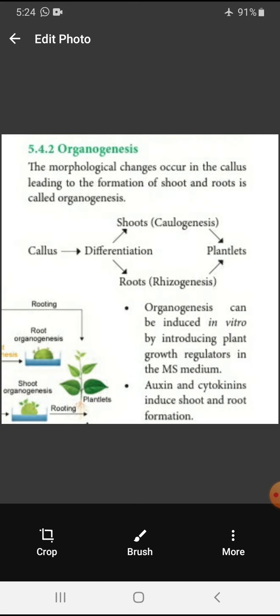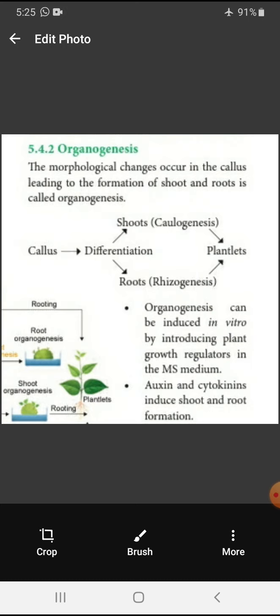So, already we know what the plant growth regulators auxin and cytokinin are. Yesterday I told about the composition of auxin and cytokinin, and how we induce root and shoot formation by the addition of auxin and cytokinin only.